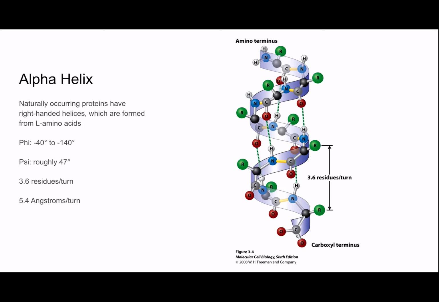Now, one turn of the helix on average includes 3.6 amino acids, and each turn is separated from an adjacent turn by 5.4 angstroms. Now, proline and glycine are the two amino acids that tend to not be found in alpha helix patterns because their unique structures cause them to break helix patterns.